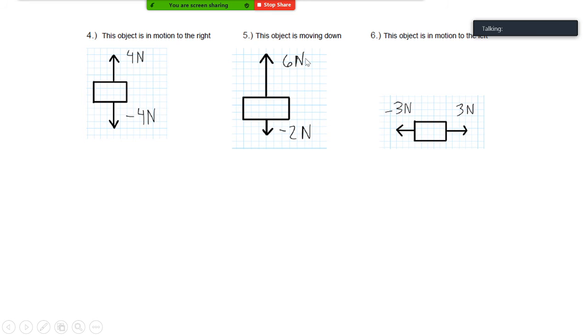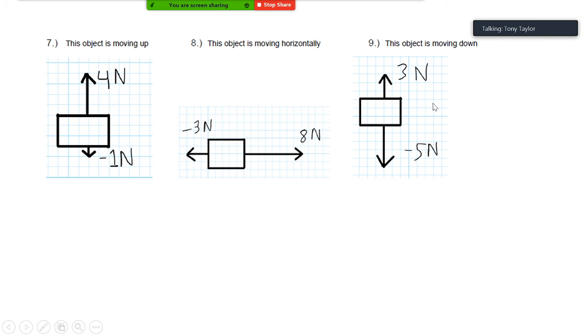Okay. What about number 6 here? On number 6, remember our forces are balanced. So anytime our forces are balanced, Newton's first law holds that if we have balanced forces, the object in motion wants to stay in motion at a constant velocity. Okay. Again, guys, I'm just going over various examples with you guys. Look at 7.